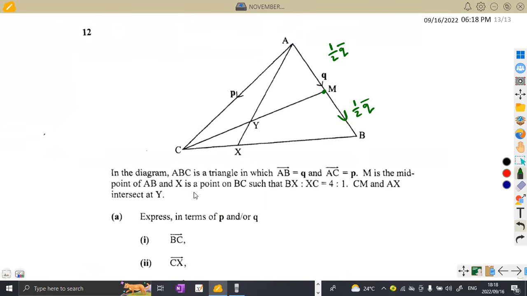Then we are given X is a point on BC such that from B to X is 4 units, and from X to C is 1 unit.